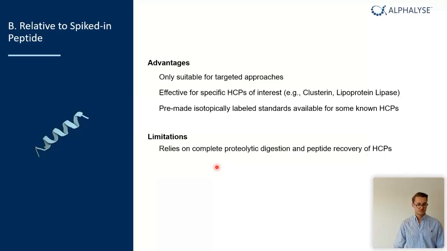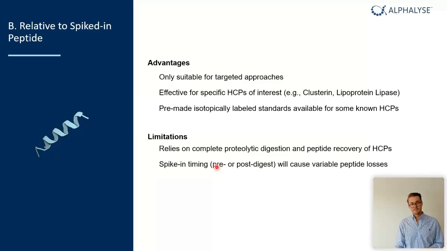But there are some limitations with this method as well. For example, it relies on complete proteolytic digestion and recovery of the peptide from the host cell protein. Because it assumes complete proteolytic digestion of the host cell proteins, the results may not always be comparable, because it depends on how effective your digestion has been. Spike-in timing, pre or post digestion, will also cause variable peptide losses. Synthesis of peptide stability may also vary. So depending on the peptide you have and its synthesis stability, your results will also vary over time.